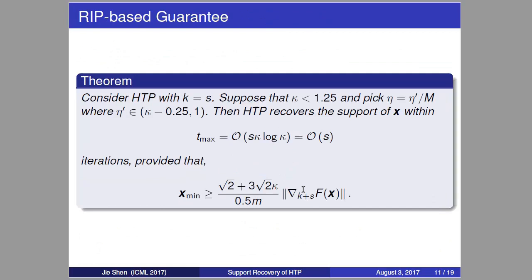So this is our second theorem. It is based on the RIP condition, which means the condition number kappa is assumed to be upper bounded by a constant, and we pick step size eta small enough. So we show that using these two assumptions, HTP recovers the support of X within order of S iterations.